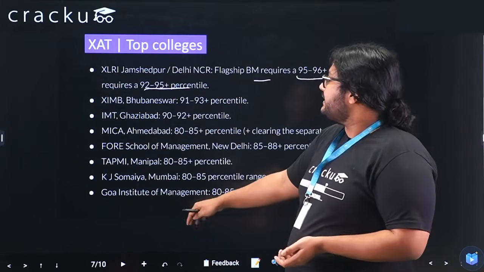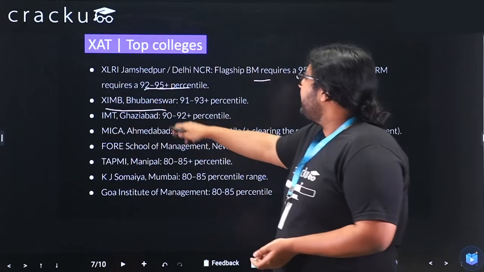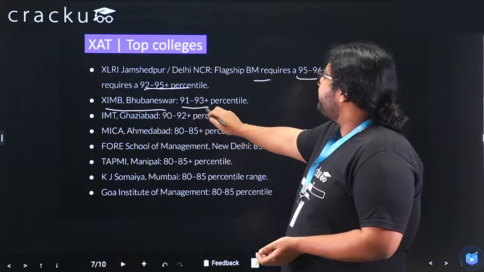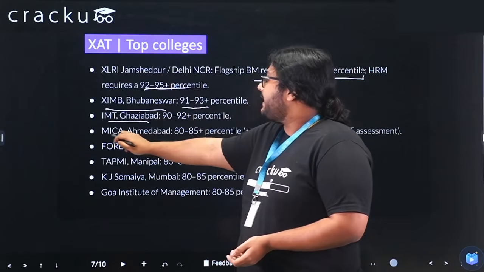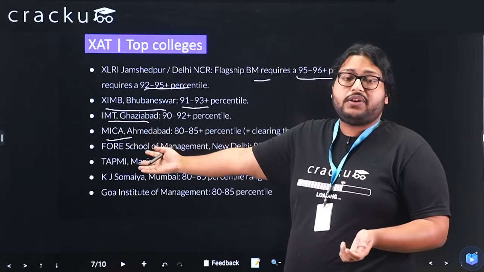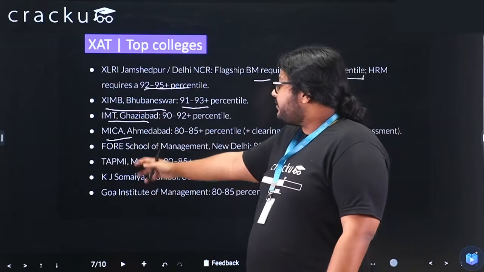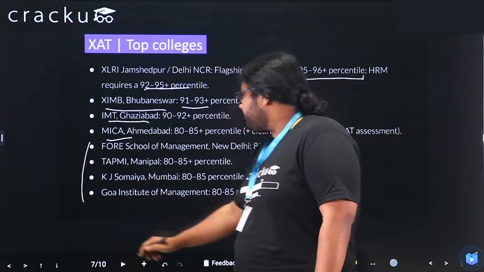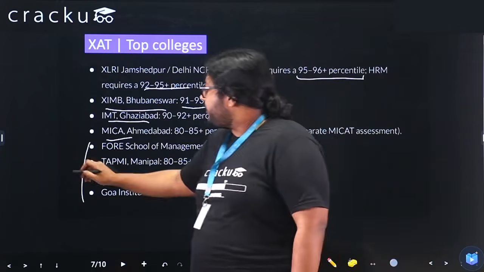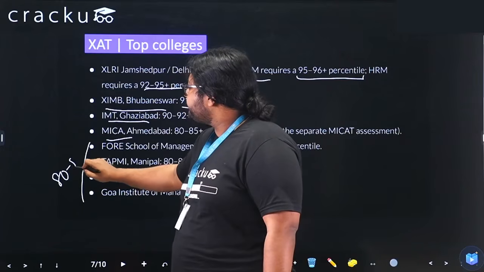Now if we talk about this list, we have XIMB. XIMB requires around a 91.93 percentile. We have IMT Ghaziabad, we have MICA. MICA is very much known for marketing. We have 4School, TAPMI, KJ Somaya, and Goa Institute of Management. All of these basically fall in the 80 to 85 percentile bracket.